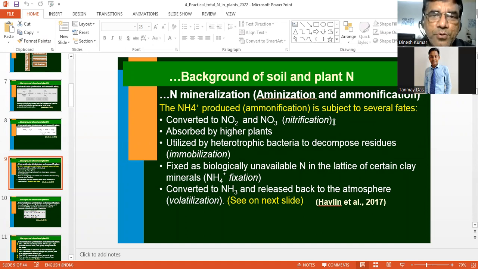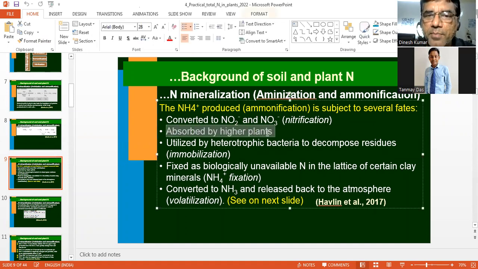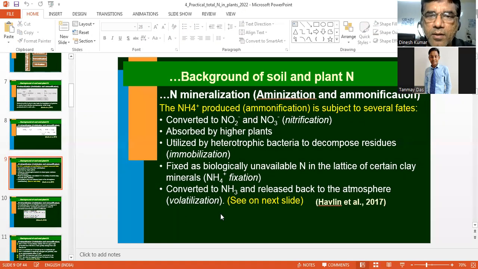And actually, they do not directly involve. These bacteria, Nitrosomonas and Nitrobacter, release some enzymes, and those enzymes are necessary for conversion of ammonical form to nitrate form. Some of the ammonium can be absorbed by higher plants, particularly under aquatic conditions. Plants can absorb ammonical form and it is utilized by heterotrophic bacteria to decompose residue.